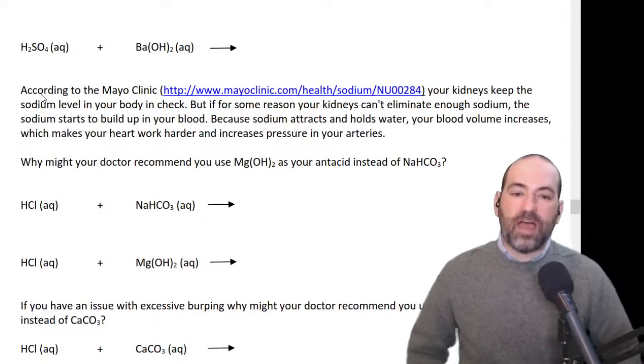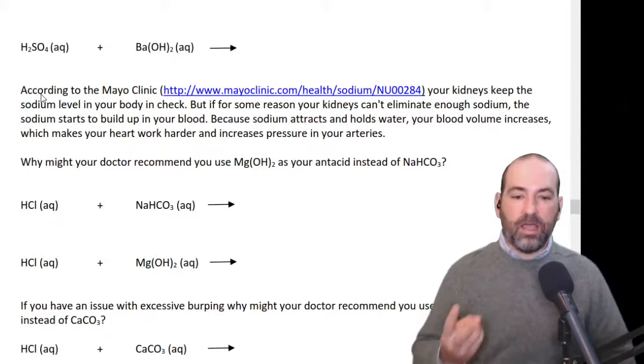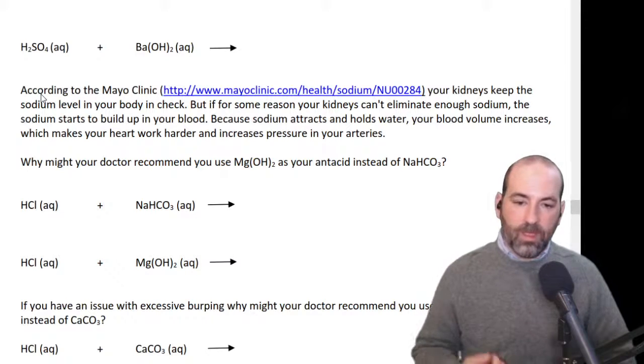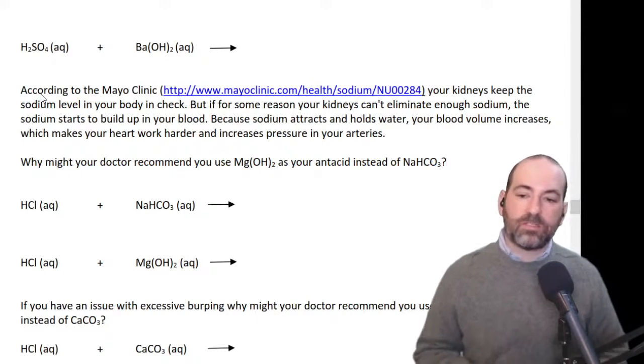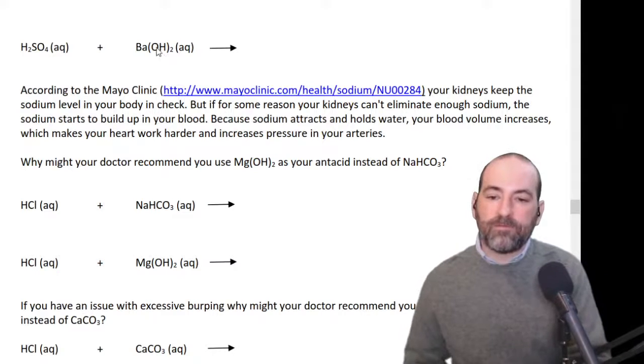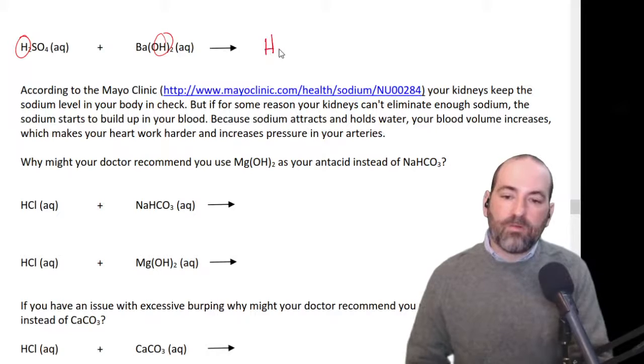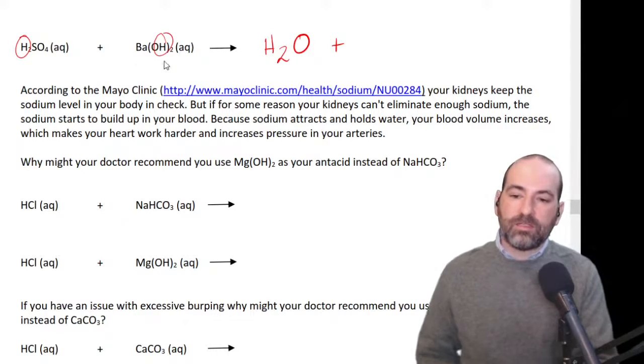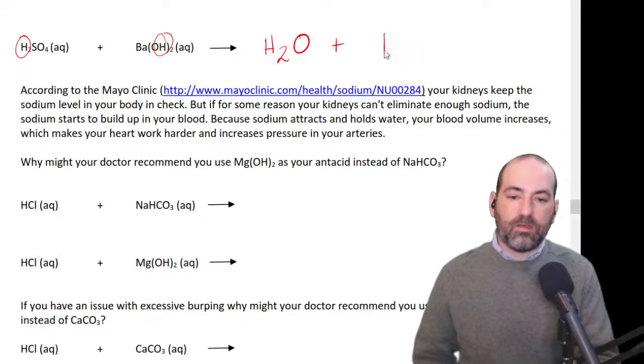H2SO4 is what's known as a diprotic acid, meaning it has two hydrogens instead of just one. So when those get neutralized, again, the hydrogens are going to go with the hydroxides. We're going to form water, and then the other ions are going to be the rest of the reaction.